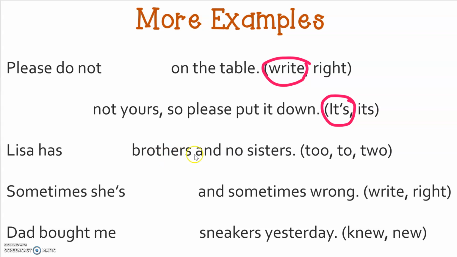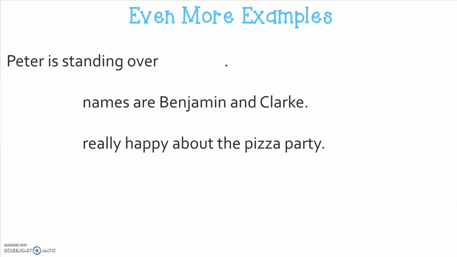Lisa has blank brothers and no sisters. The number 2. Lisa has two brothers and no sisters. Sometimes she's blank and sometimes wrong. So this write means to write on the table or on a chair, or don't do that because your parents will be upset. So I'm thinking that it's this right. Sometimes she's right and sometimes wrong. Dad bought me blank sneakers yesterday. Now, would Dad buy me sneakers that I know, as in I knew sneakers, like I know about them, they're colorful, or new meaning brand new sneakers? Yes, new sneakers.